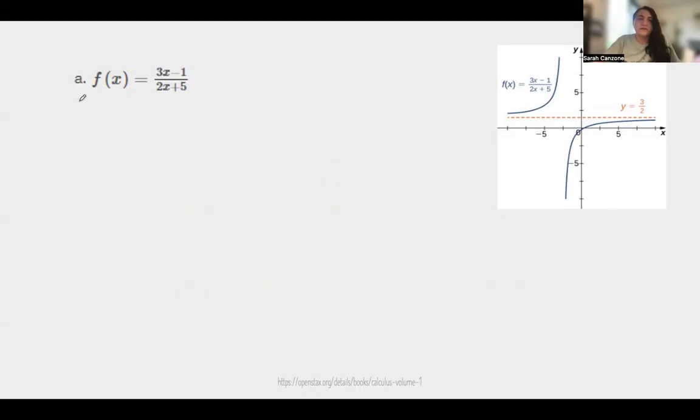All right, so here's A. f of x is 3x minus 1 over 2x plus 5. This is a graph of A. You're not going to be given a graph if you're given something like this on, say, a written assessment or an exam or a homework. But this helps us to see that we will, in fact, have exactly what I mentioned, which is a horizontal asymptote at 3/2. So the rule says we want to divide by the highest degree in our denominator.